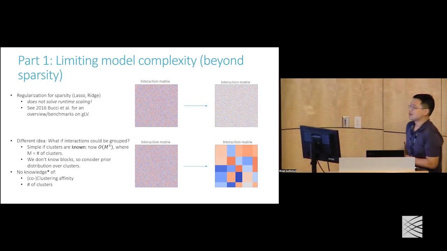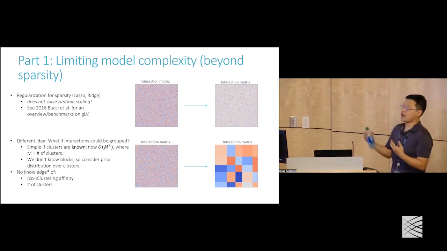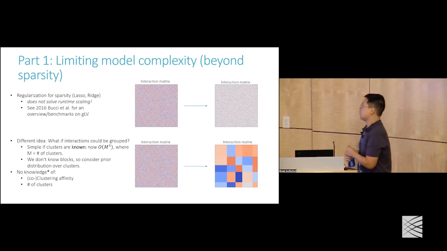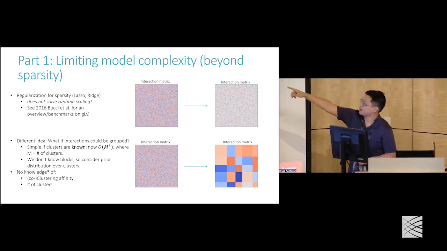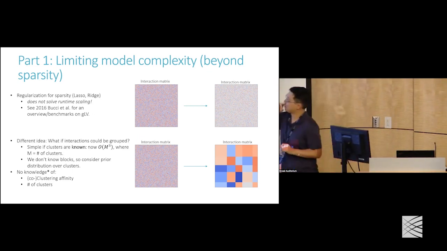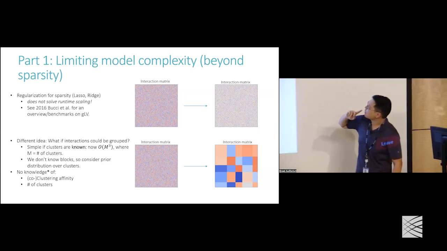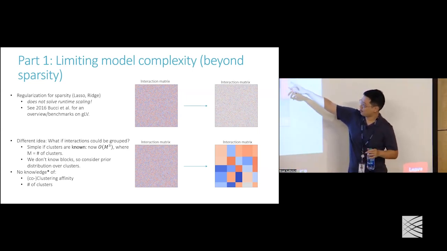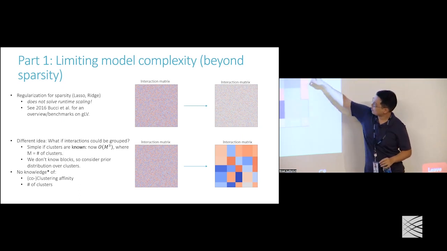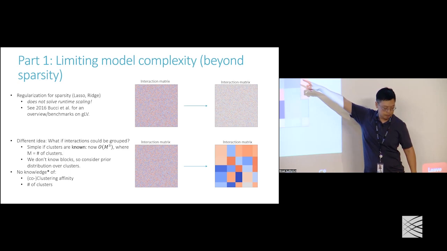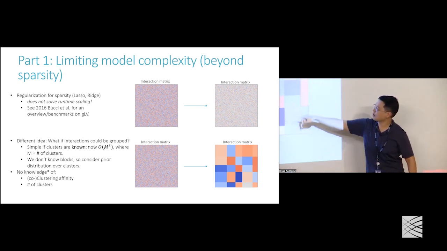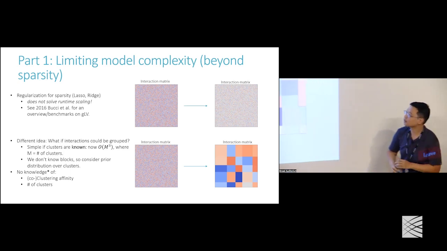If you can do this, it's good, because now you're not stuck with n squared parameters. You're stuck with a much smaller system where you only need to learn as many interactions as the square of the number of clusters.